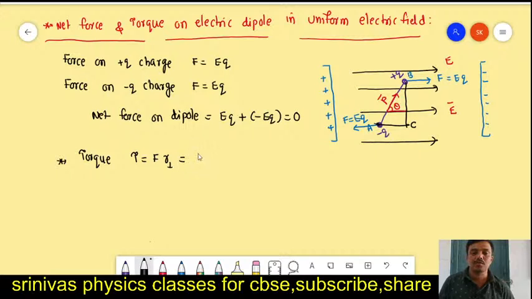Force is equal, the same force. Consider the perpendicular distance between the forces. Two forces are acting here, one on this side and the other on this side. Due to equal and opposite forces, it will rotate.